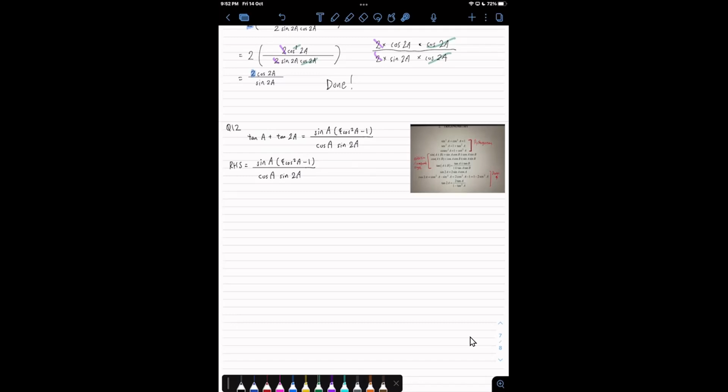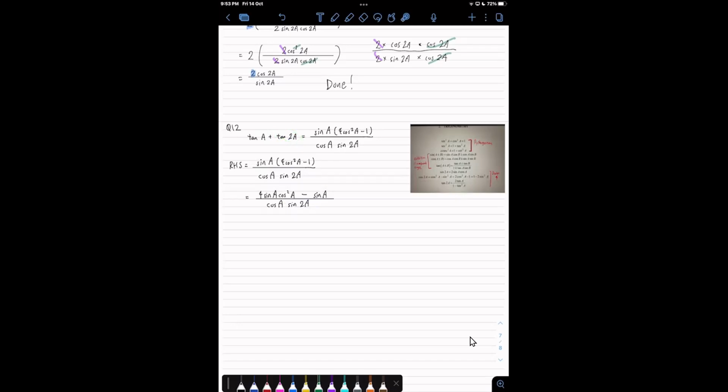Yes, correct. Oh, got a bracket, right? A bracket with 2 terms inside. Then what should you do? Expand. Multiply? Yes, exactly. Just do it. So let's see. 4 sine A cos square A minus sine A, all divided by cosine A sine 2A. Okay, fine. This question is challenging because there's a 2A here.